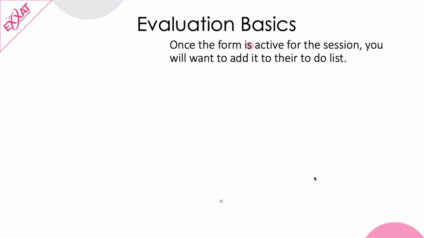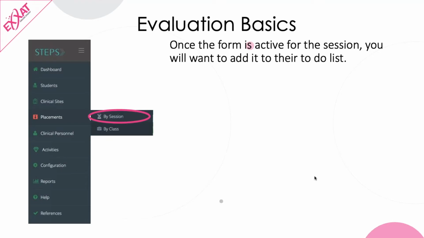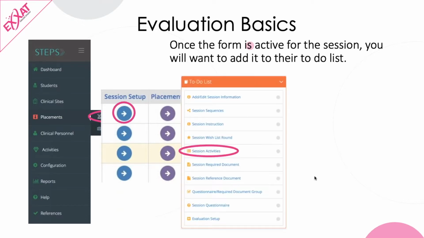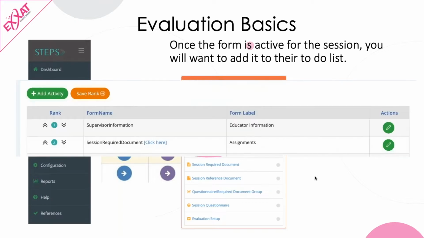All right, great. So once you've done that, you've activated the form for the session, you'll want to add it to the student to-do list. They will have no way of accessing this until they have evaluations on their to-do list. So in order to do that, you will once again go to Placements by Session. Then again, find your session and go to the session setup. Of course, if you're already there, you could just go back and go on the to-do list to the session activities. And then from there, you're going to be taken to a page that shows all of your existing activities.